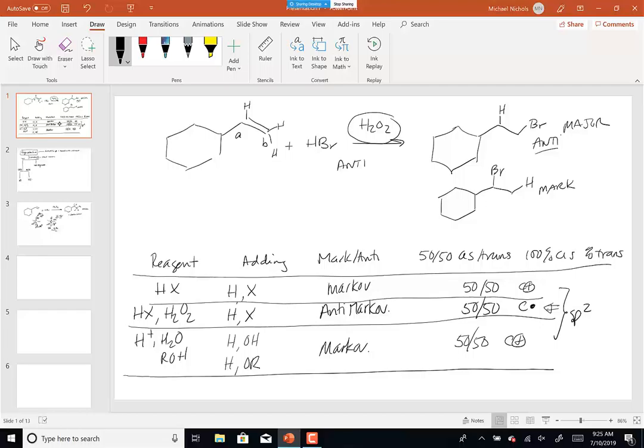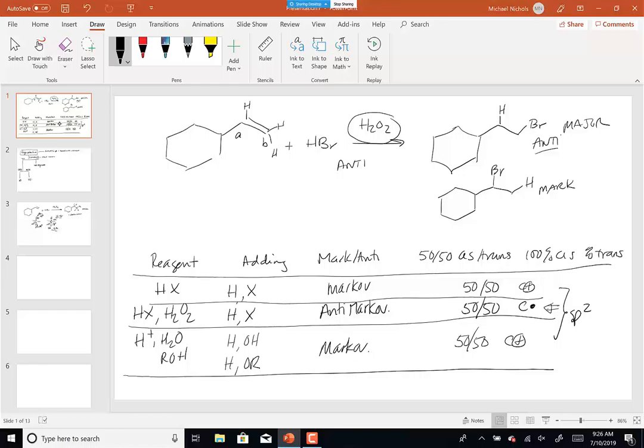So what can I add? The whole idea here is, I would like a whole collection of reactions that is going to let me add different groups, Markovnikov, anti-Markovnikov. It'd be even better if I could add 100% cis or trans. But for these reactions, I don't have that opportunity. But I can add HX Markovnikov. I can add HX anti-Markovnikov. With H plus and H2O, I can add an H and an OH Markovnikov.